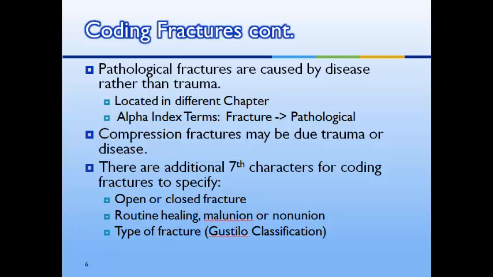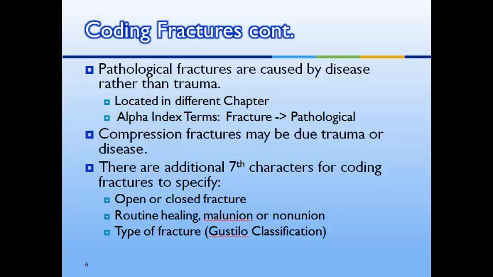Our pathological fractures are caused by disease rather than trauma, and they're found in the alphabetical index under fracture, pathological. Compression fractures may be due to trauma or disease, so make sure you read the documentation very carefully. In fractures, there are different seventh characters based on the actual broken bone, so you must read your codebook carefully.